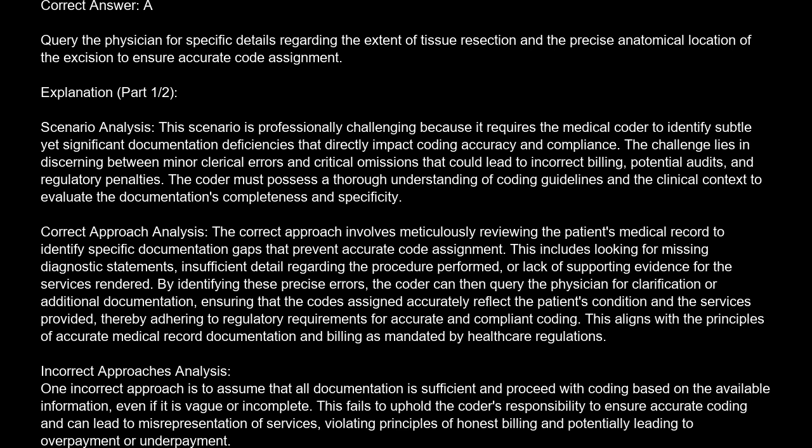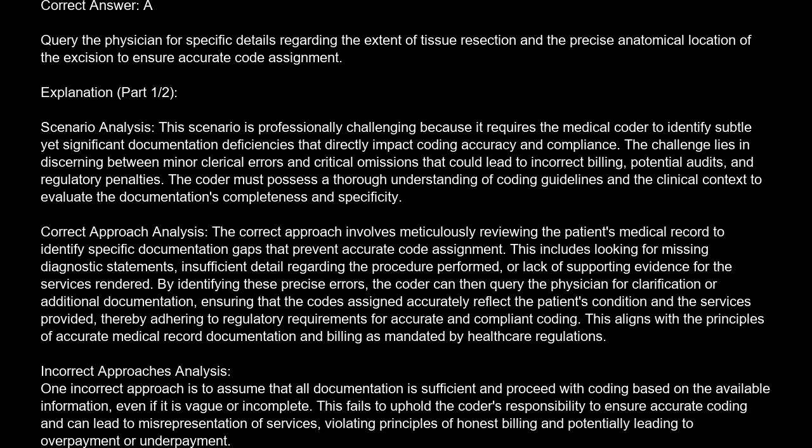The challenge lies in discerning between minor clerical errors and critical omissions that could lead to incorrect billing, potential audits, and regulatory penalties. The coder must possess a thorough understanding of coding guidelines and the clinical context to evaluate the documentation's completeness and specificity. Correct approach analysis.